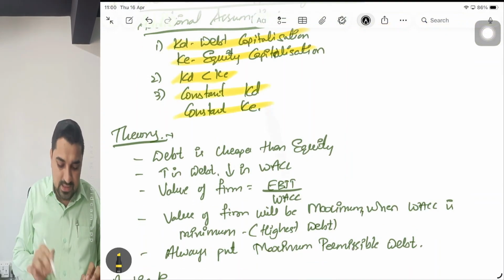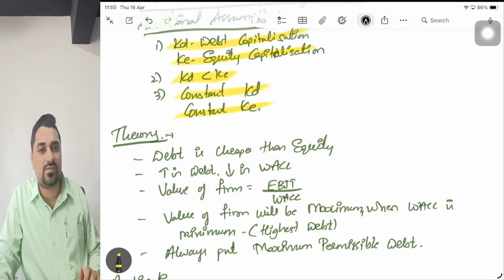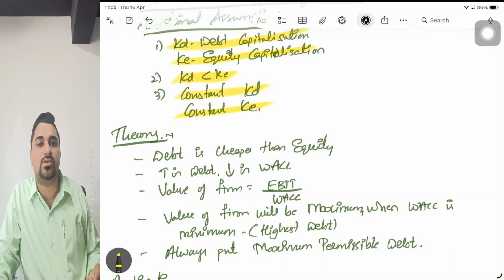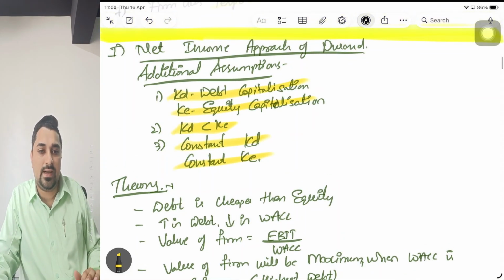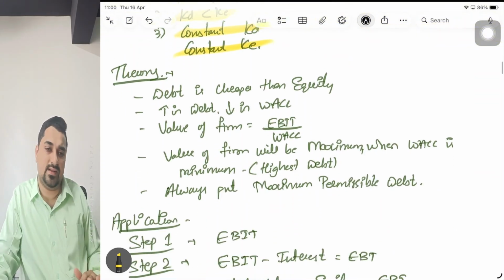Constant KD, constant KE. So this theory assumes your cost of debt as well as cost of equity will remain constant. KD is also constant, KE is also constant. So these are the additional assumptions made by Durand, net income approach. What does the theory say? So these were the assumptions.